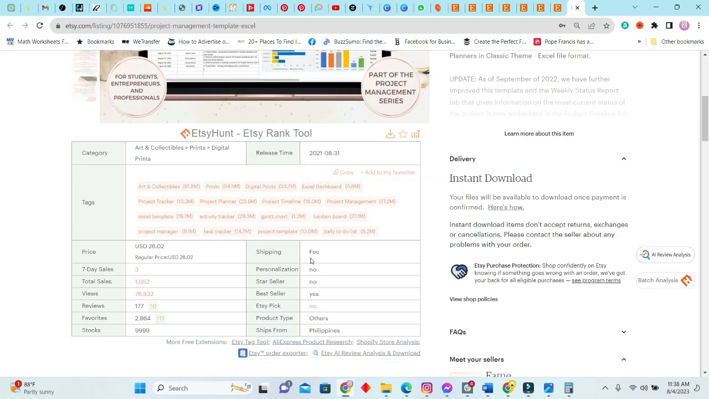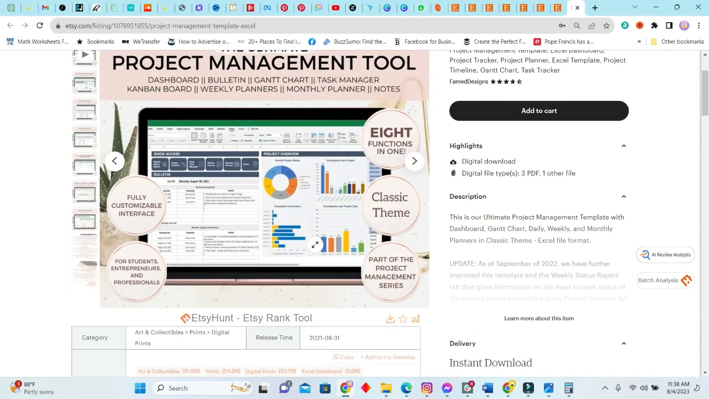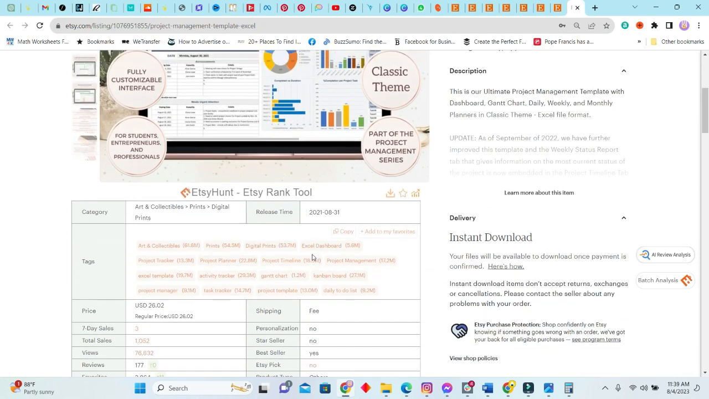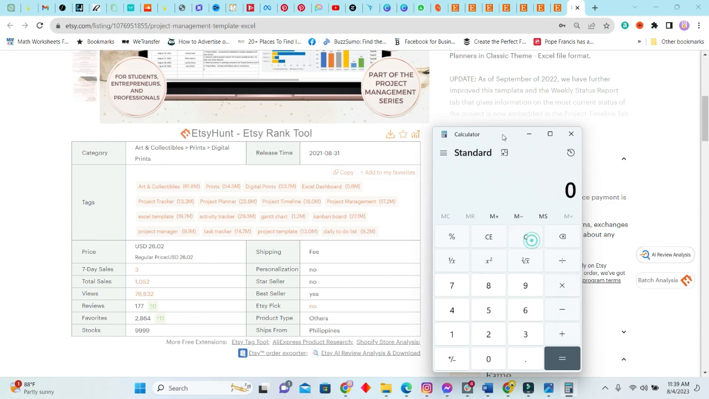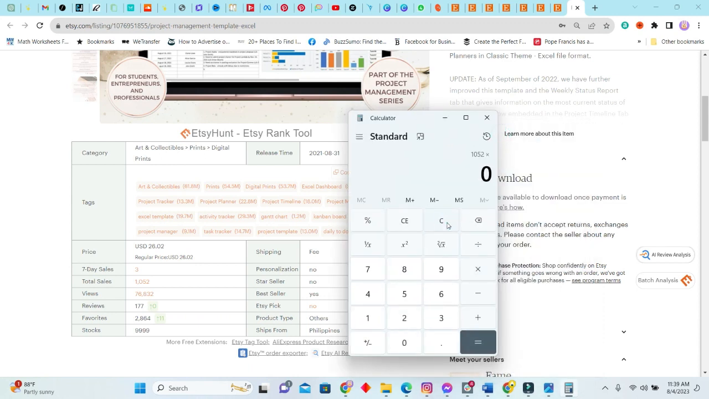Okay, so moving on, as you can see, this one is very detailed, all right? And you guys, I hope you pick up a few things from this listing. And this one was sold 1,052 times and with 3 sales in the past 7 days. Okay, so this listing was in 2021, but I'm sure if you do the calculation, let's calculate it. Okay, so in the past 2 years, that's the total sales, okay?